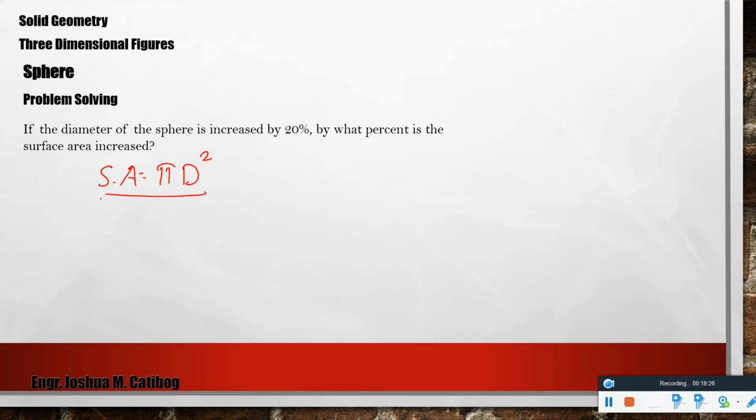Paano naman sir kapag yung ating daw pong diameter ay nag-increase ng 20%? So yung ating, let's say this is D1, this is surface area 1. So yung ating surface area 2, siya po ay magiging pi D2 squared. Where D2 po natin is what? Nag-increase daw po yung ating diameter ng 20%. So ibig sabihin, D1 plus 0.2 ng D1. So you have here D2 is equals to what? So we have here 1 plus 0.2. So you have here 1.2 D1.